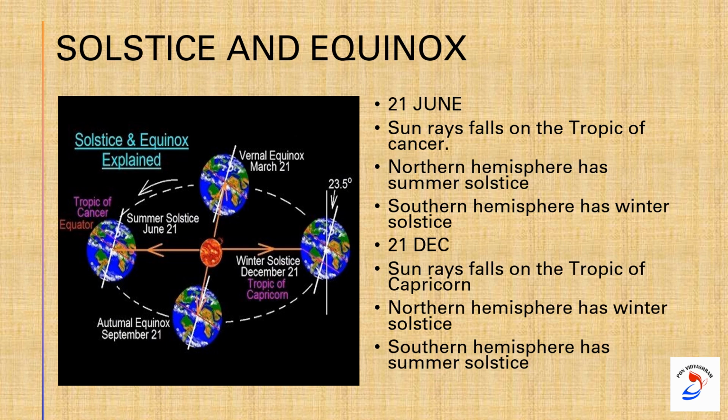Okay. So on 21st June, what will happen? The sun rays fall on the Tropic of Cancer. On 21st December, sun rays fall on the Tropic of Capricorn. So here also it is just the opposite of June and December. Just see it. The northern hemisphere has summer solstice and the southern hemisphere has winter solstice on 21st June. On 21st December, the northern hemisphere has winter solstice and the southern hemisphere has summer solstice. The sun stands still. So here we will have a solstice on 21st June and 21st December.